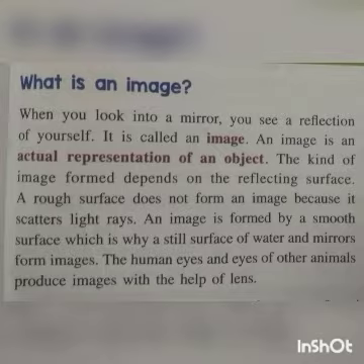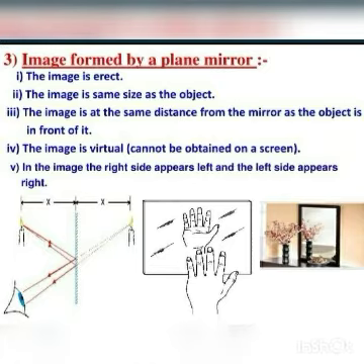So next we see about what an image is and how an image is formed. When you look into a mirror, you see a reflection of yourself. It is called an image. An image is an actual representation of an object. The kind of image formed depends on the reflecting surface. A rough surface does not form an image because it scatters light rays. An image is formed by a smooth surface, which is why a still surface of water and mirrors form images.